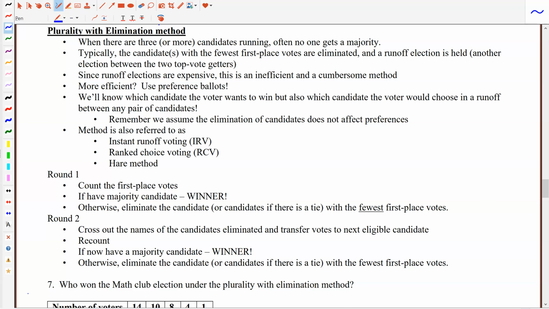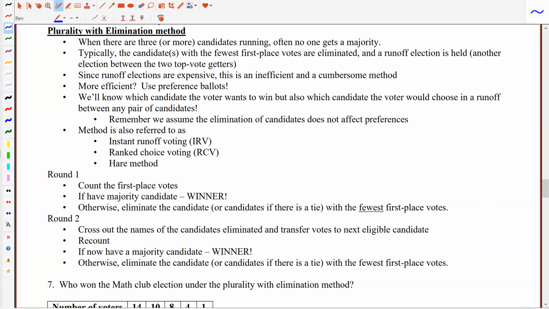Alright, so those candidates that got eliminated, we're going to cross out their names, and we're going to transfer the votes to the next eligible candidate. So now then we're going to perform a recount, and if we have a majority candidate, that person's the winner. And otherwise, we're going to repeat the process of eliminating the candidate, or candidates if there's a tie, with the fewest first place votes, and we just repeat this process over and over again until we get a majority candidate. Now, worst case scenario is we're going to have to repeat this process until everybody's eliminated except for 2 people. We already talked earlier that we know that if there's only 2 people in an election, somebody at that point in time has to have majority.